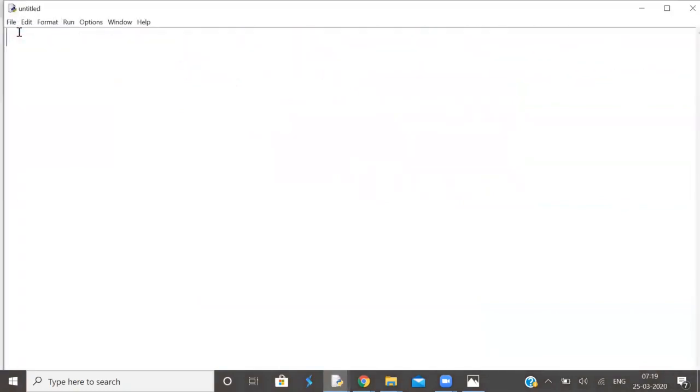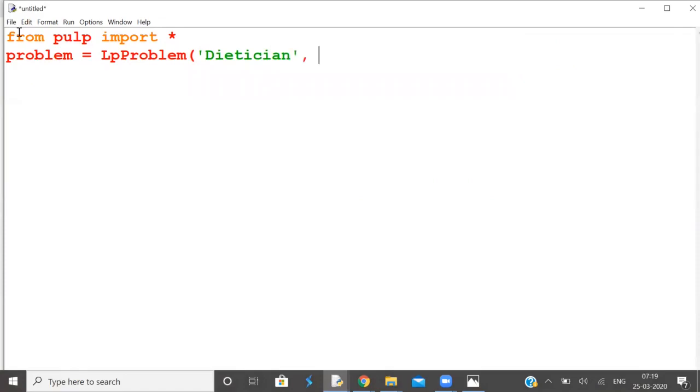A new file. So from module pulp import all methods. Okay, now the problem is a linear programming problem. So dietitian is the title. This is an LP minimize problem.